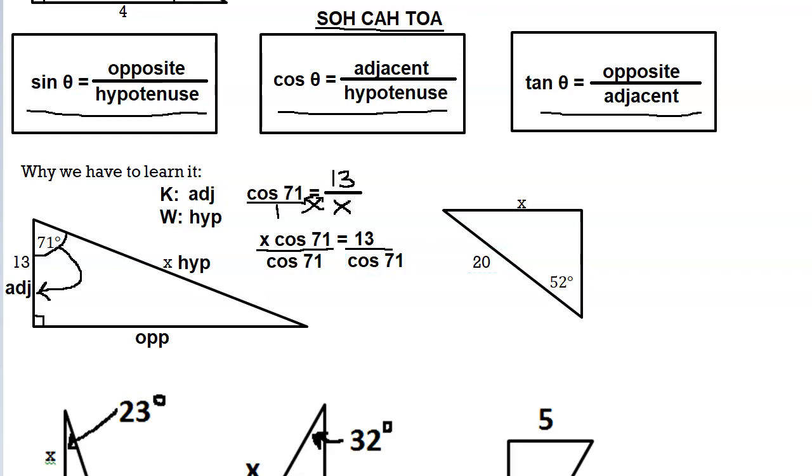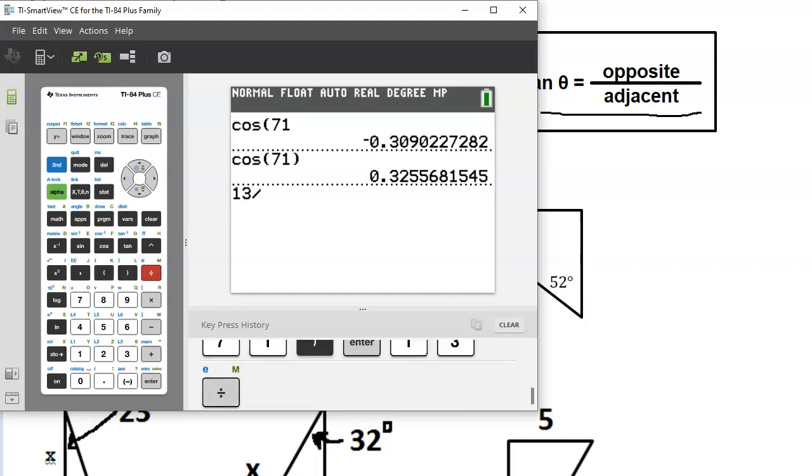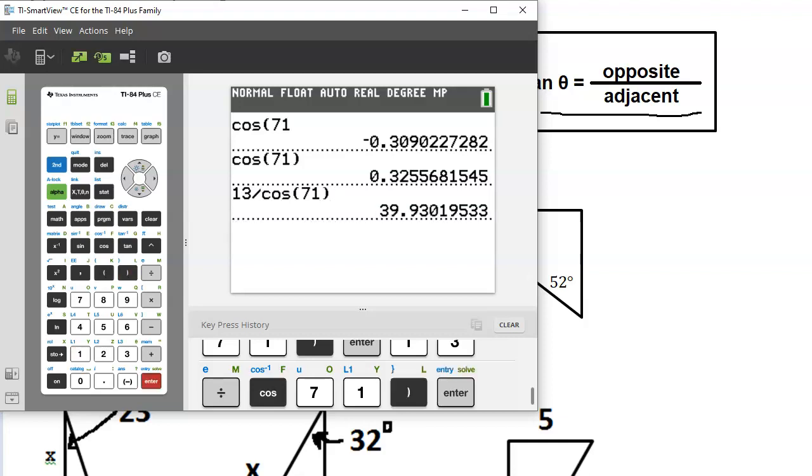All right. So our calculator will do it for us. We don't have any work that we have to do by ourselves. 13 divided by the cosine of 71. Again, your calculator will do it for you. 39.93.